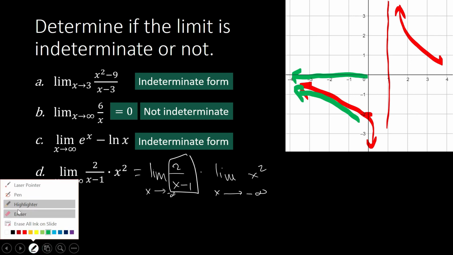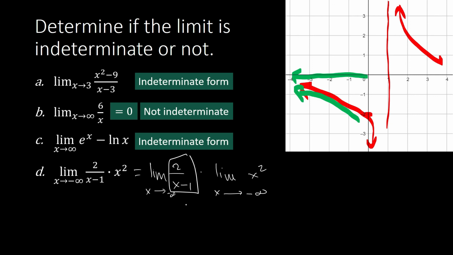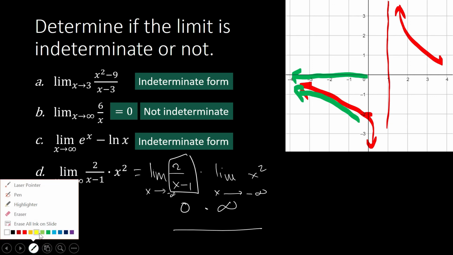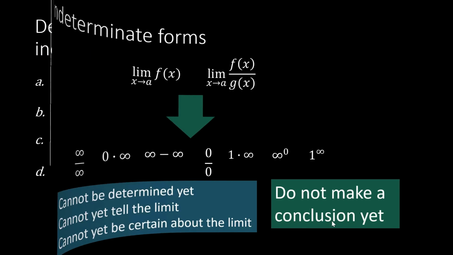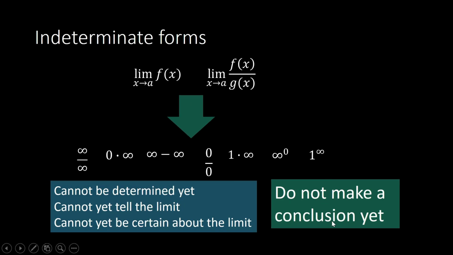So this part of our limit is just equal to 0 times. What's the limit of x squared as x approaches negative infinity? You know that is equal to infinity. And so this is 0 times infinity. And this is an indeterminate form. Don't make the conclusion that it is equal to 0. Don't make the conclusion that it is equal to infinity. We cannot yet tell. So I am going to flash to you the indeterminate forms one more time.